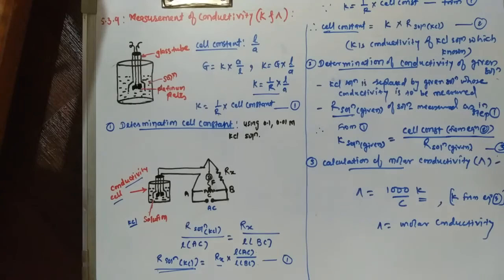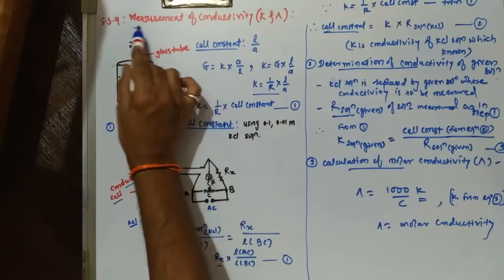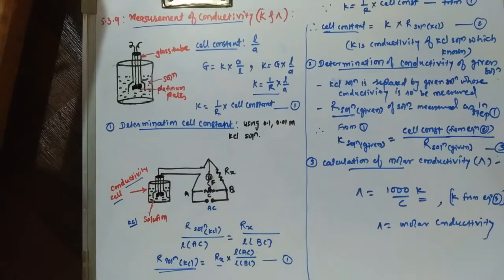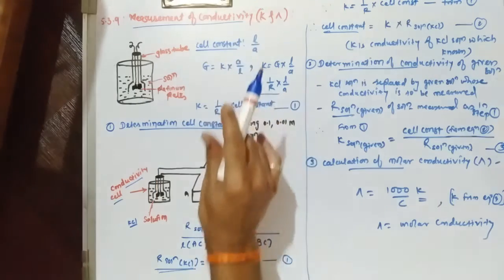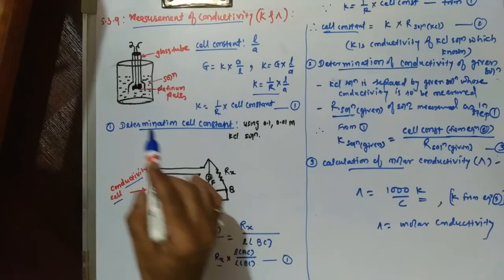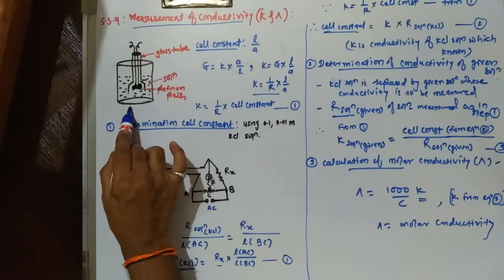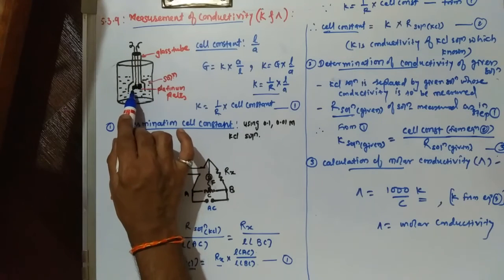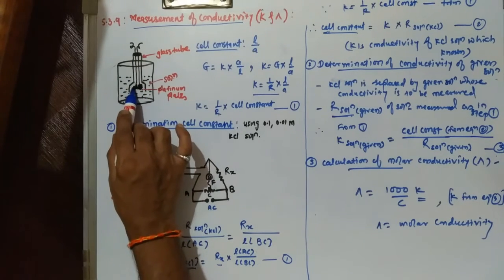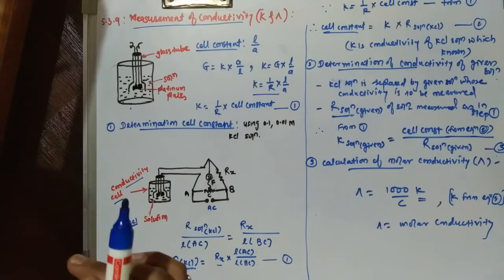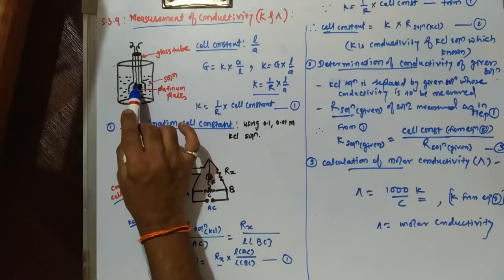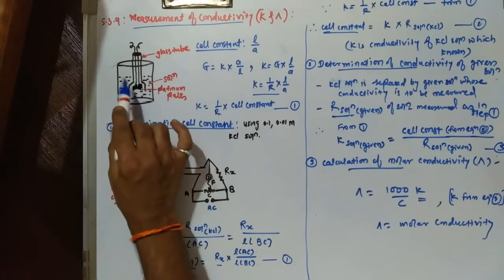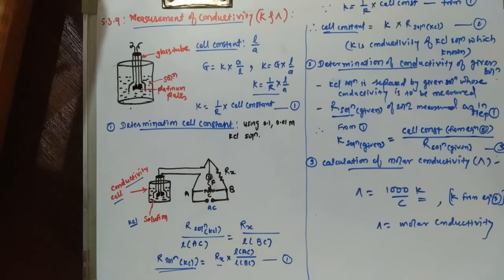In this way the molar conductivity can be calculated. Now I will just explain once more the measurement of conductivity, that is K and lambda of a solution. For the measurement of conductivity of a particular solution, we first need the conductivity cell. The conductivity cell consists of a glass tube with two platinum plates coated with platinum black. This conductivity cell is immersed in a solution whose conductivity is to be measured.